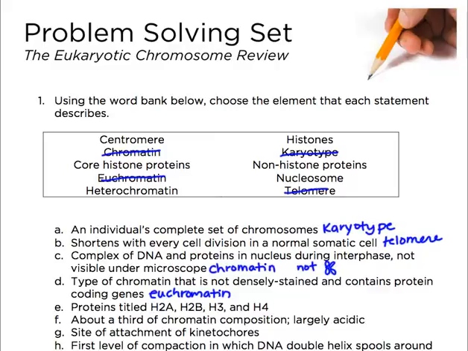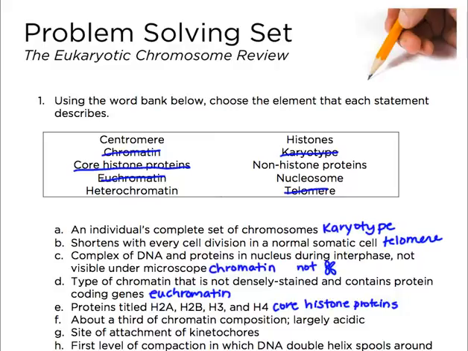E. Proteins titled H2A, H2B, H3, and H4. So these are what's known as the core histone proteins. So remember, these proteins are present in the octamer of the core nucleosome, and they're each present in 2 copies in each nucleosome.